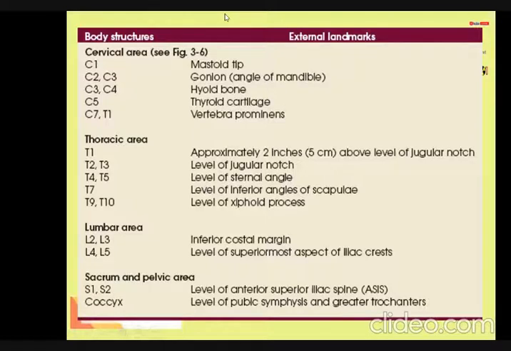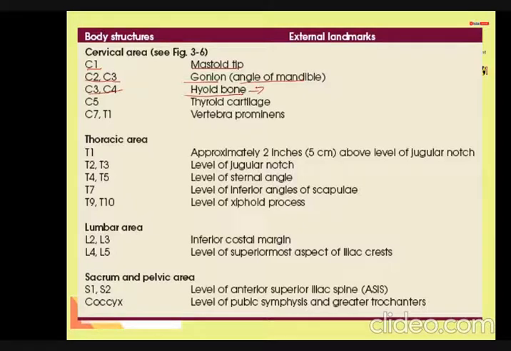Okay, so for C1, this is at the level of the mastoid tip. Later I have an image there. So C2 and C3, this is where we can find our gonion. Gonion is the other term for the angle of mandible. C3 and C4, this is where we can find our hyoid bone.